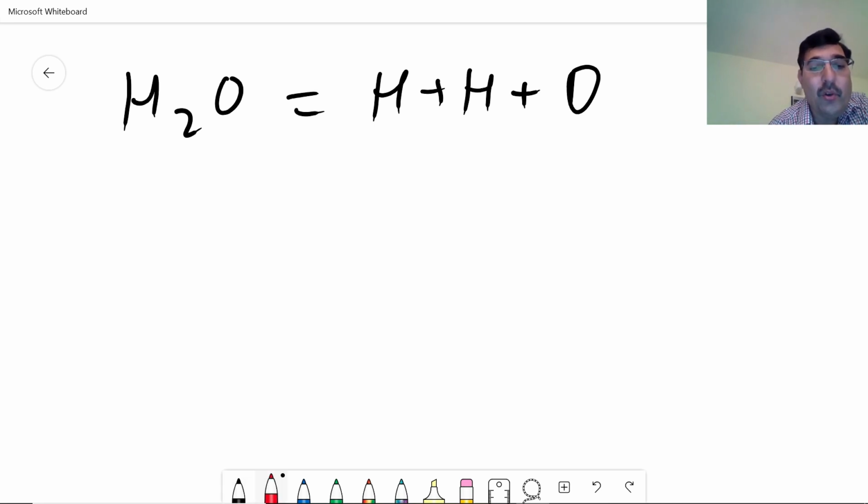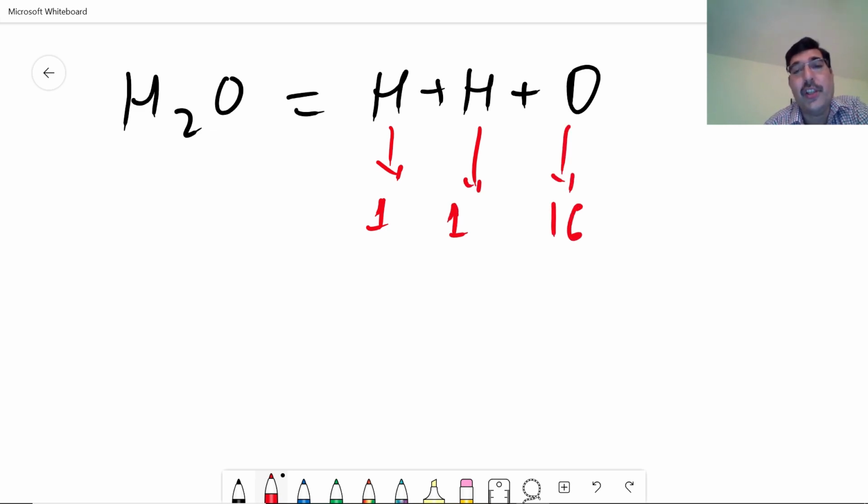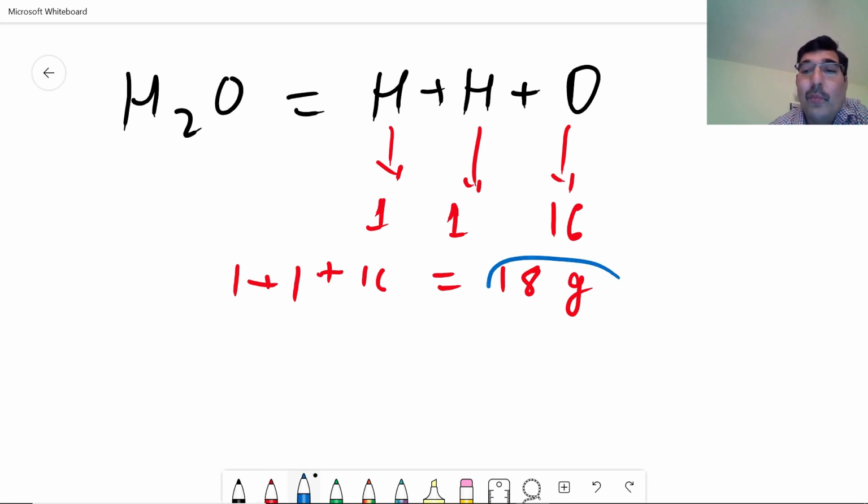Hydrogen's relative atomic mass is 1. The other hydrogen is also 1, and oxygen's relative atomic mass is 16. If we add them together, 1 plus 1 plus 16, together it is 18. So when relative atomic masses are added together in a compound and we place grams, it becomes molar mass.